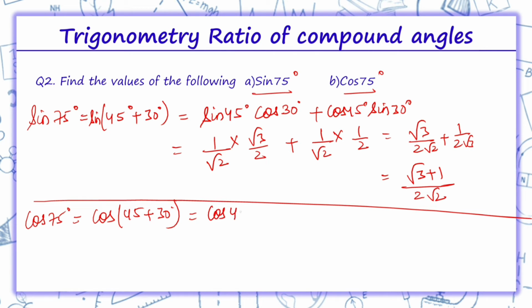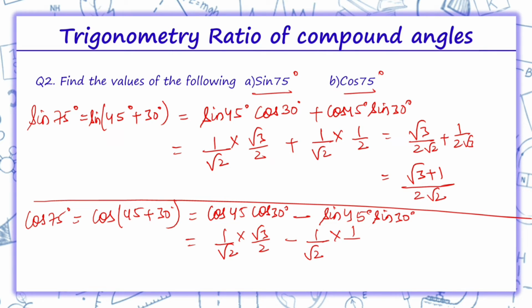So applying the formula, cos 45 cos 30 degree minus sin 45 sin 30, since cos A plus B is written as cos A cos B minus sin A sin B. So cos 45 is 1 by root 2, cos 30 is root 3 by 2, sin 45 is 1 by root 2, and sin 30 is 1 by 2. So we will solve it: root 3 by 2 root 2 minus 1 by 2 root 2. Thus the answer is root 3 minus 1 by 2 root 2.